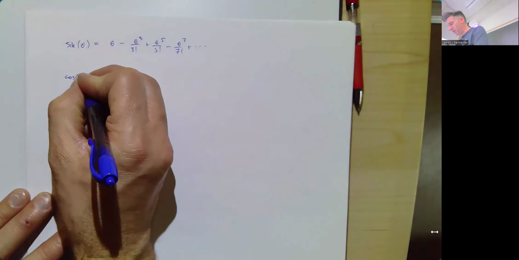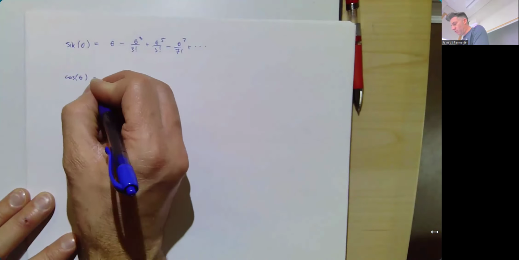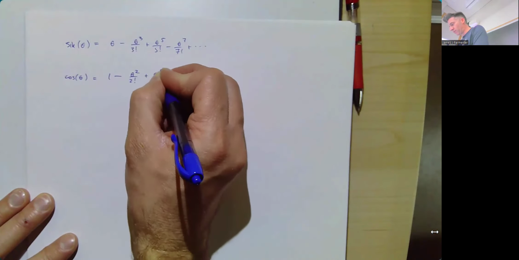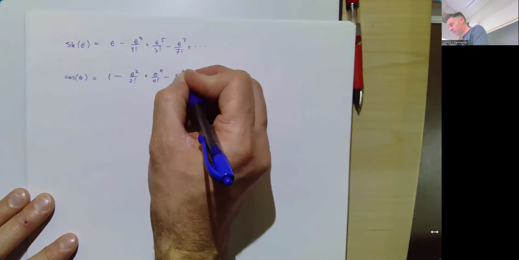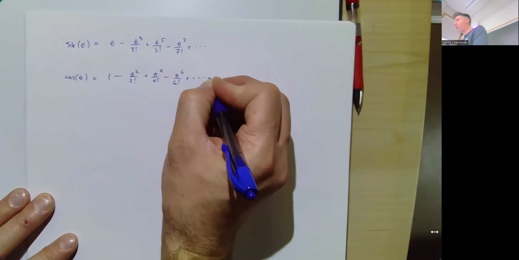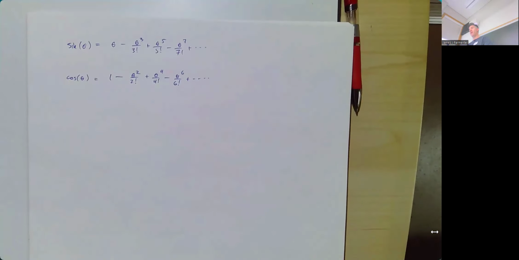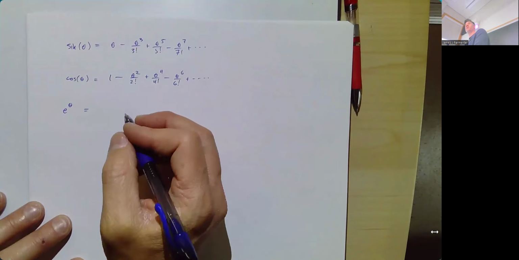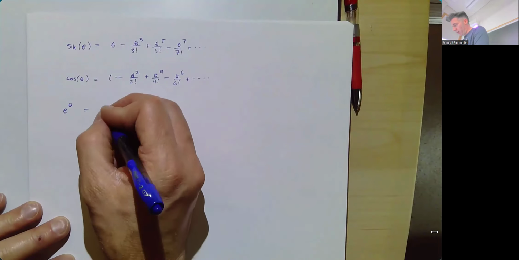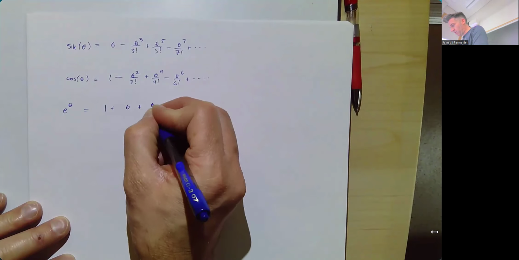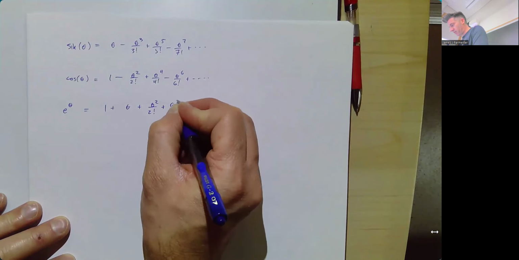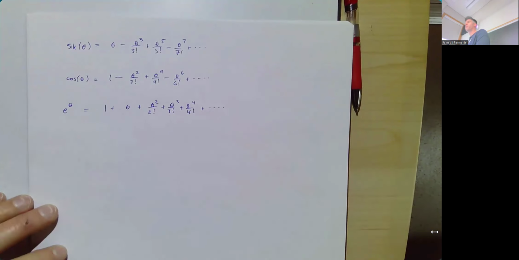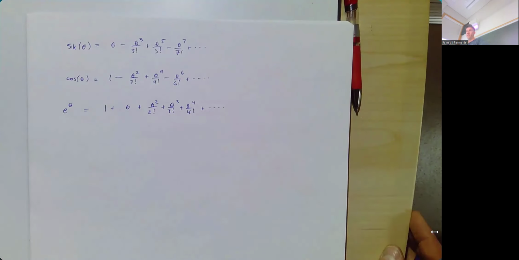Cosine of theta is all the even powers. 1 minus theta squared over 2 factorial plus theta to the 4th over 4 factorial, minus, plus, alternating signs every term. And then finally, e to the theta is all the terms and they don't alternate. It's 1 plus theta plus theta squared over 2 factorial plus theta cubed over 3 factorial plus theta to the 4th over 4 factorial, and so on and so on and so on. Okay, now here's the fun part.